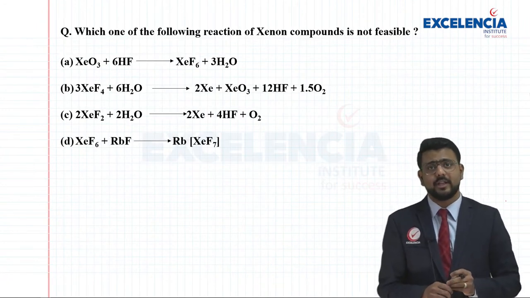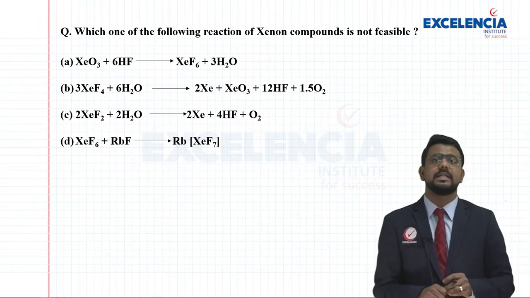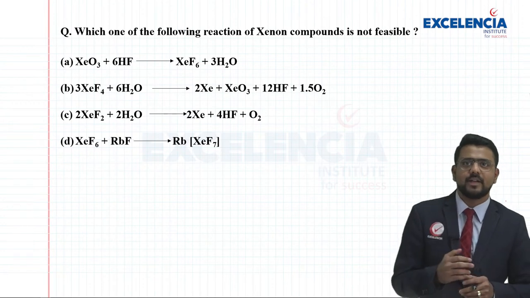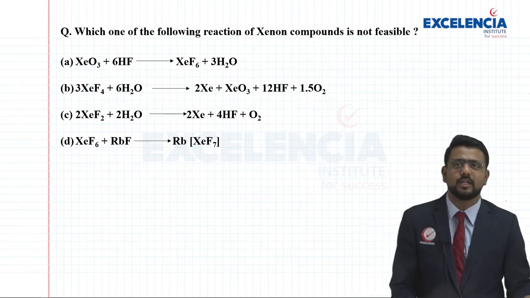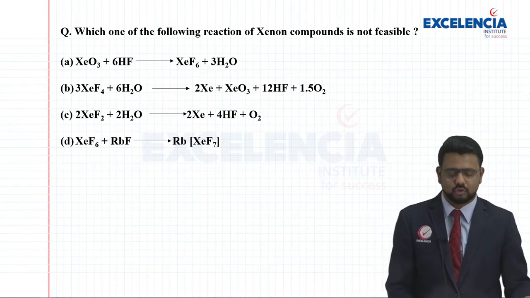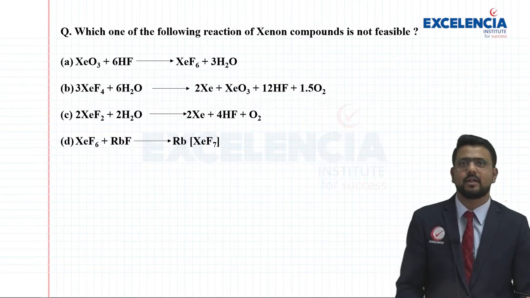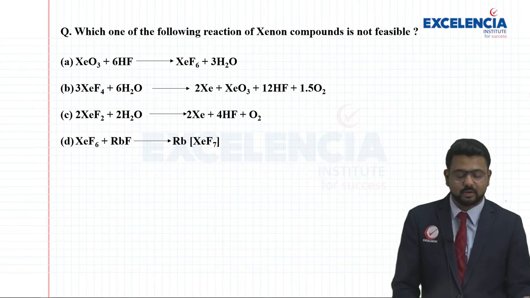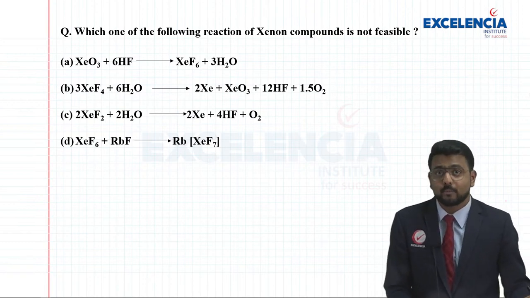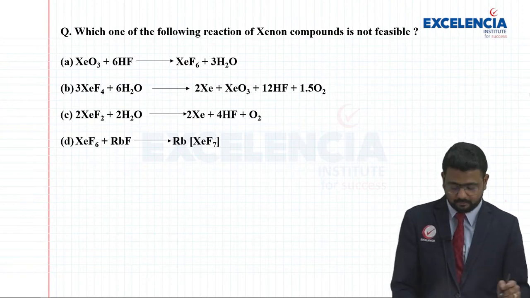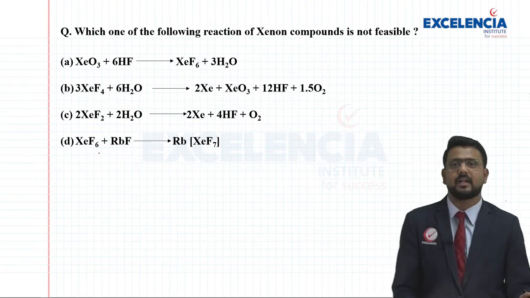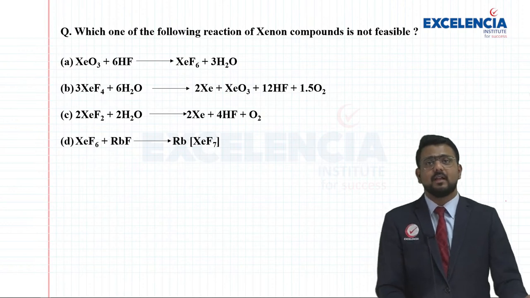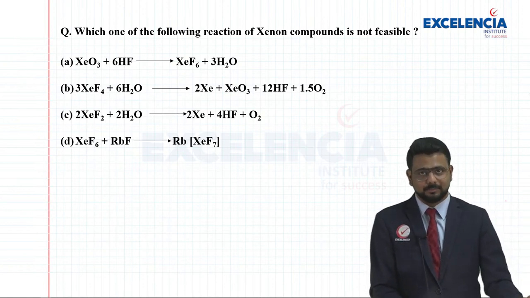Which one of the following reactions of xenon compounds is not feasible? Not feasible, okay? So the very first reaction, they are saying XeO3 is reacting with HF. So you get XeF6, that is xenon hexafluoride with water. Next is hydrolysis of xenon tetrafluoride. Next option is hydrolysis of xenon difluoride. And of course, finally, XeF6 is reacting with rubidium fluoride. Now, we have to identify which of these reactions is not feasible.